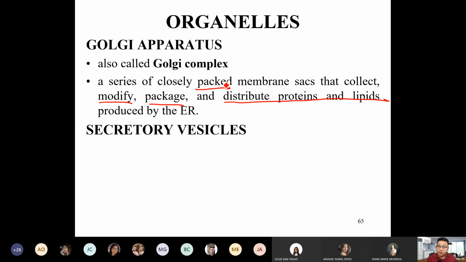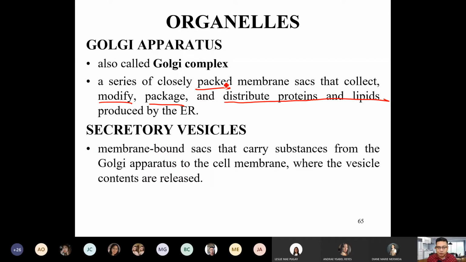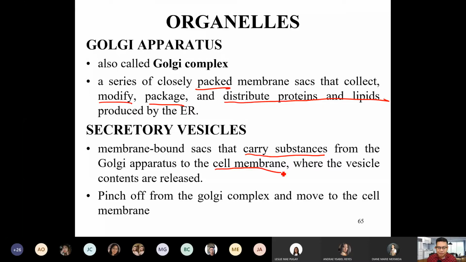Next, we have our secretory vesicles. Secretory vesicles come from our Golgi apparatus, in which kung ang Golgi apparatus ay yung packaging company, ang ating secretory vesicles, siya yung transport van. Ang main role ng ating secretory vesicles is to carry substances from the Golgi apparatus towards the cell membrane where the vesicle contents are released. It pinches off from the Golgi complex and moves to the cell membrane.